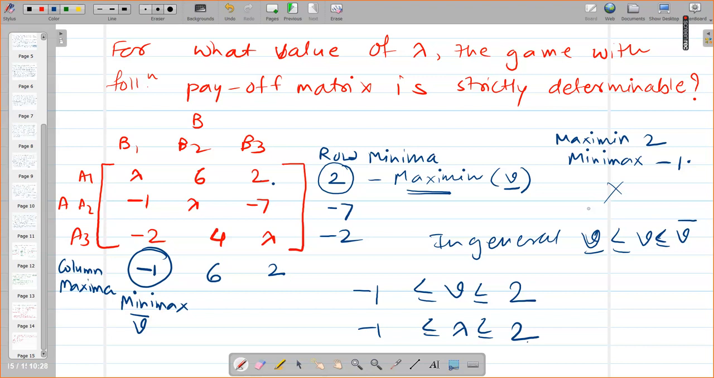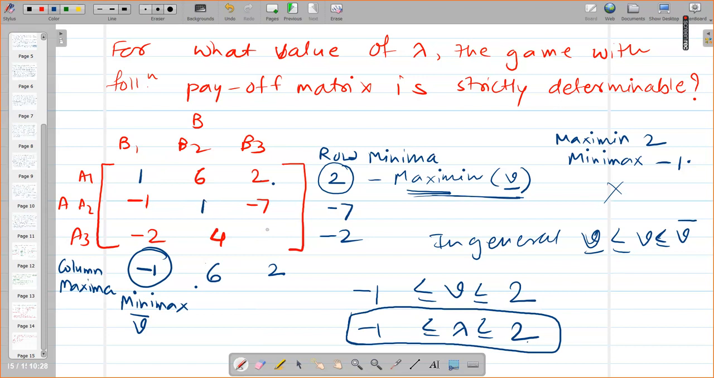Okay, we want the game to be determinable. That means maximin must be equal to minimax. But here maximin is not equal to minimax. Do you understand it? So I need a lambda value such that the answers of both become the same. Right now it is not happening. So you can put any number here. Suppose I put 1. Does 1 come in this range? Tell me, does 1 come in this range? Yes, ma'am. So let us replace this lambda by 1 and let us see what happens.